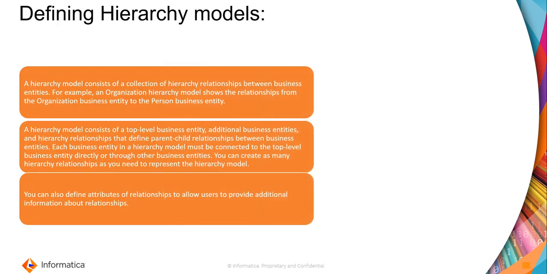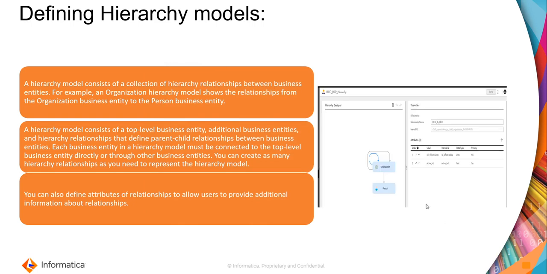So, defining a hierarchy model. A hierarchy model consists of a collection of hierarchy relationships between business entities. For example, an organization hierarchy model shows the relationship from the organization business entity to a person business entity. So in this example, we have an organization and a person business entity which have a relationship between them, and also we have a self relationship defined.